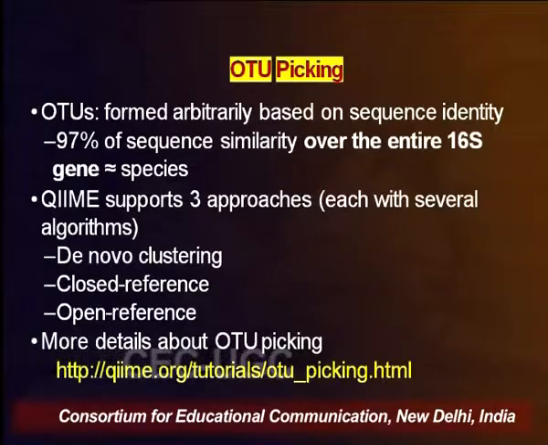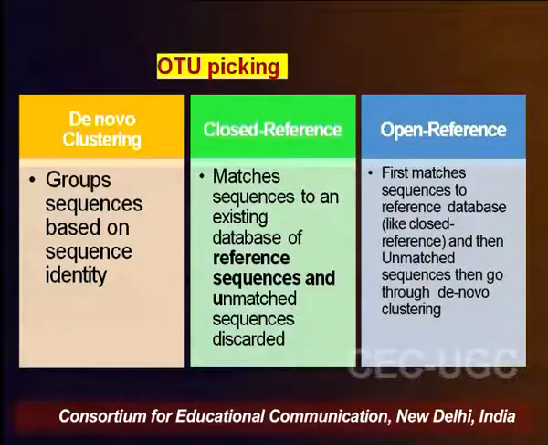So for OTUs, as I said, the threshold usually taken is 97%. We have three approaches for OTU picking in QIIME. One is de novo clustering, another is closed reference, and then we have open reference for OTU picking. So how is this done? First is de novo. In de novo, we group sequences based on sequence identity, right? We analyze the sequences and group them on the basis of sequence identity.